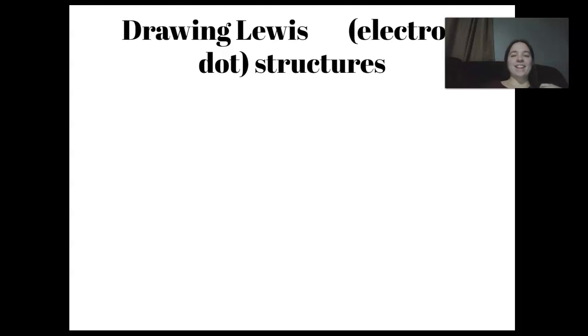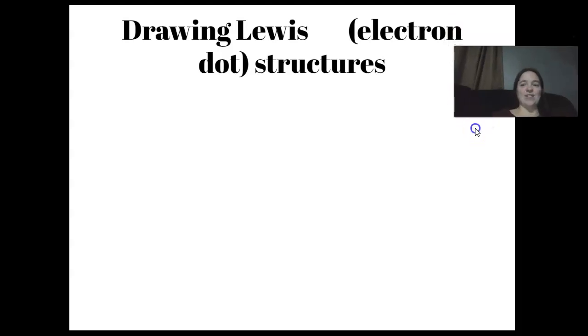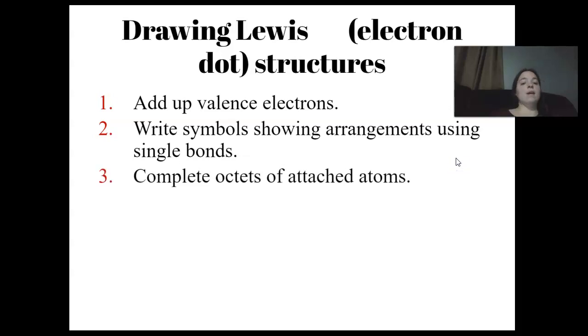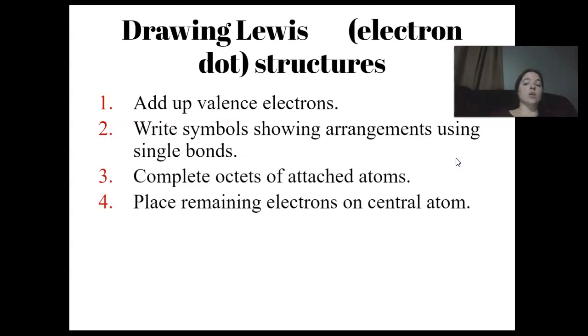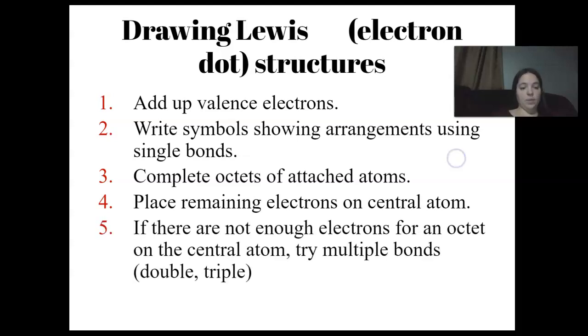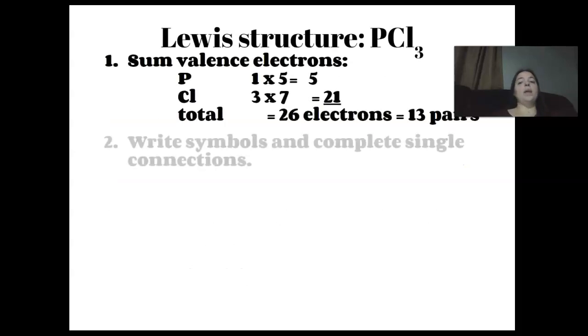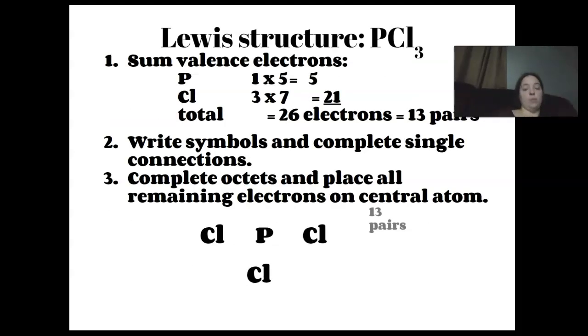Drawing the electron dot diagrams, the electron structures, one of my favorites. So again, you add up all the valence shell electrons. You write the symbols showing the arrangements using single bonds. Complete the octet of the attached atoms. Place the remaining electrons on a central atom. If there are not enough electrons to form an octet on the central atom, try multiple bonds like a double or a triple bond.